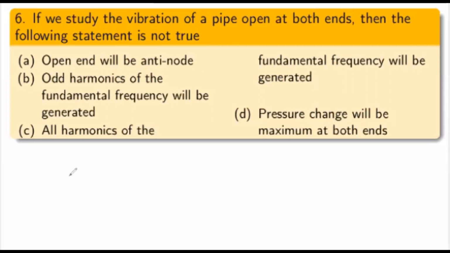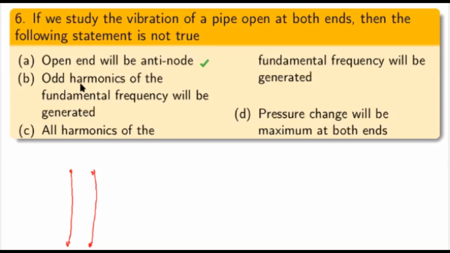So what is given? It's an open pipe. Pipe is open at both ends. Now what happens as a result? Antinodes are formed at these two open ends. So open end will be an antinode. So option A is correct. It's the correct statement. They're asking for the wrong statement, which is not true.